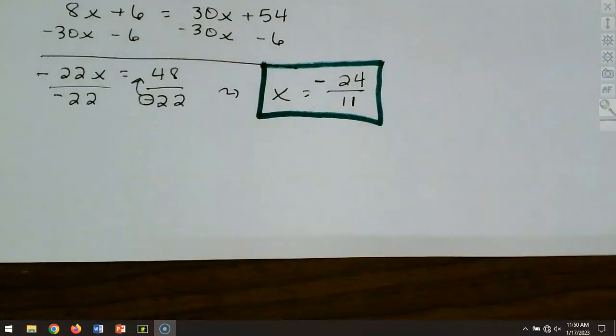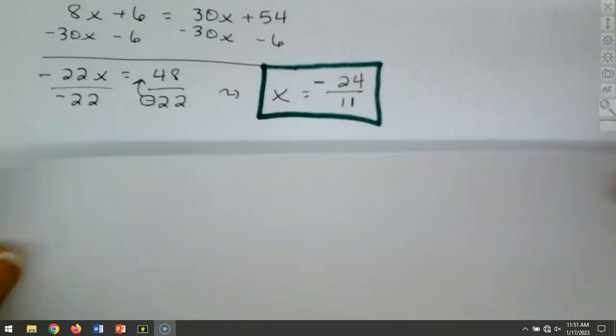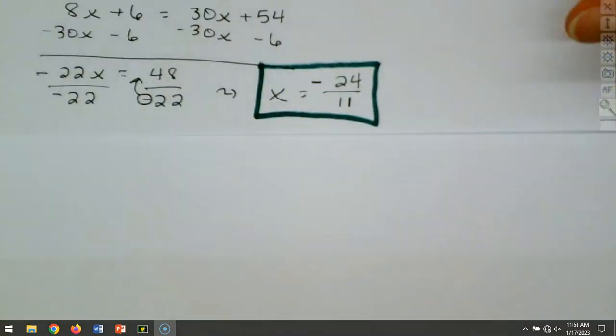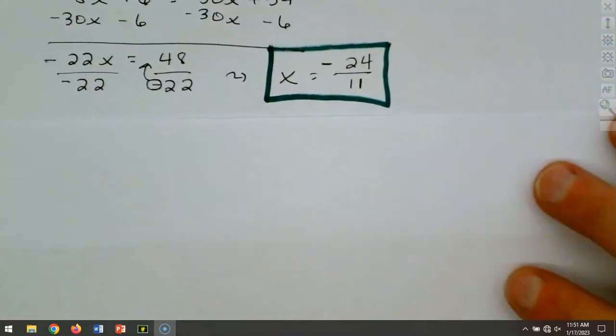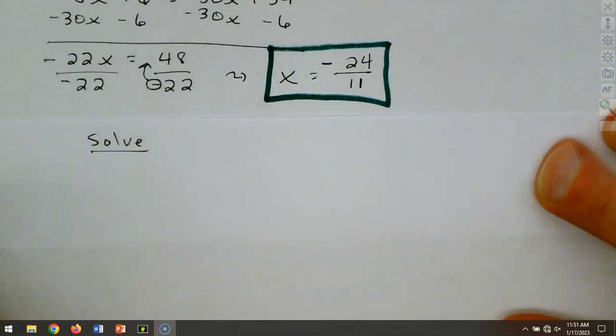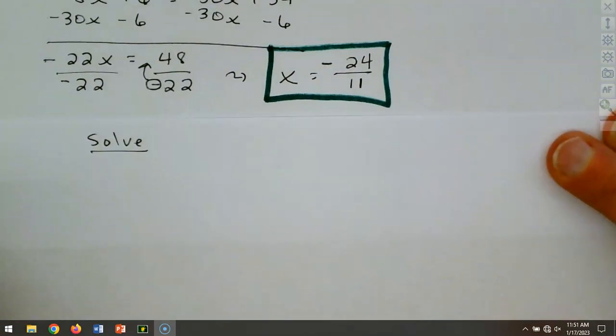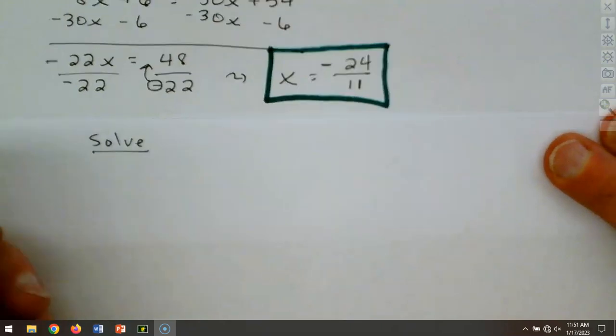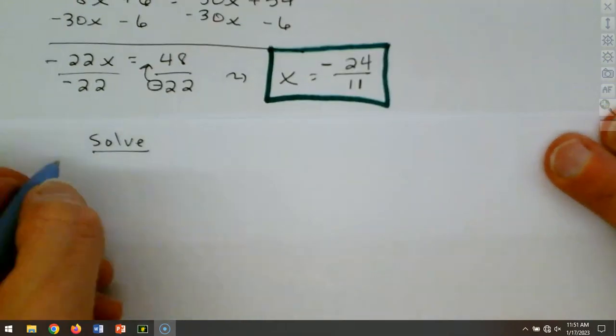So that's how you clear out fractions. I want to do one more, just to make sure that we're comfortable clearing out fractions. And then we'll move on to identity, contradiction, and then literal equations from there. So let's try and solve this one.